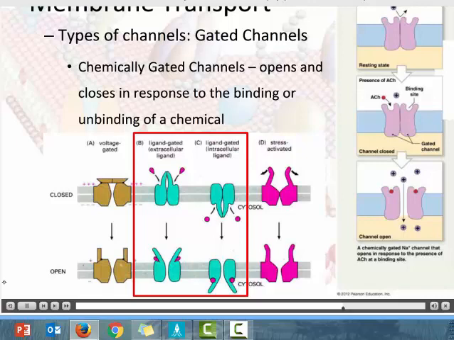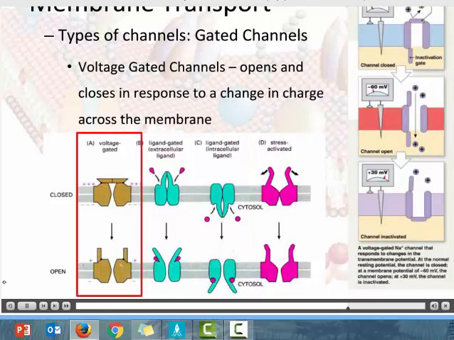When the channel is open, it will allow any number of solutes to move across the membrane, but again, each channel is going to be specific to a specific kind of solute. Okay? Second, we have electrically gated channels. We call these voltage gated channels. These voltage gated channels are going to open and close when the electric charge across the membrane changes.